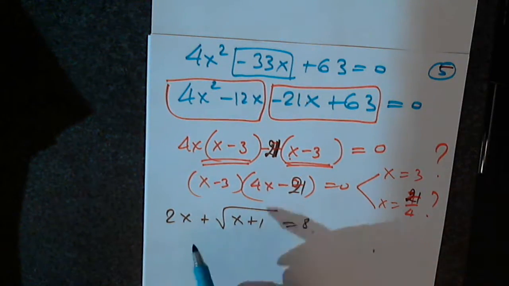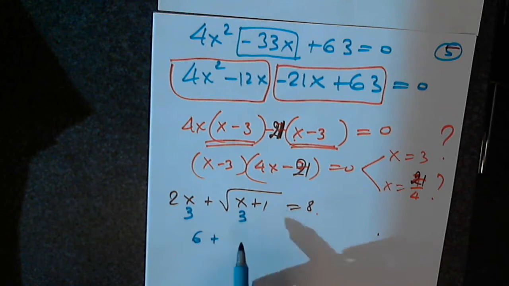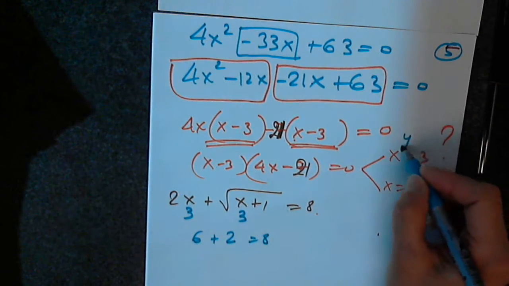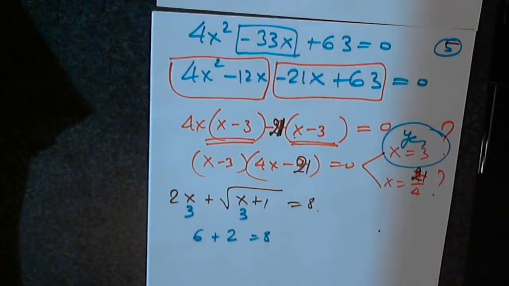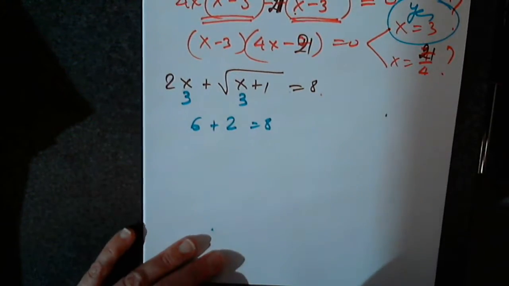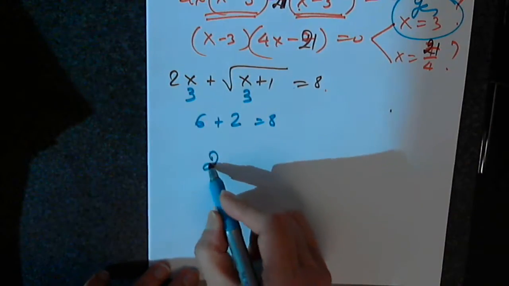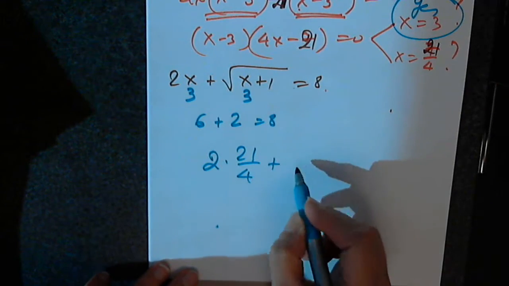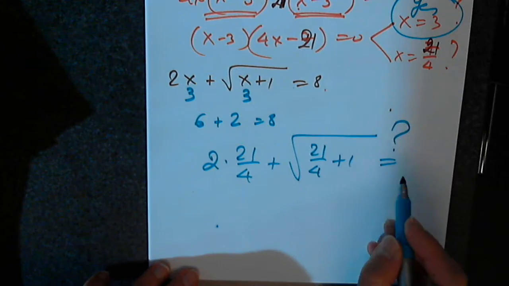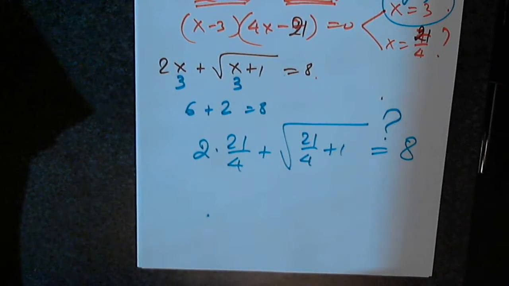So I replace x by 3. So this is 6 plus 3 plus 2 is 4. The square root of 4 is 2, equals 8. I'll say yes. Now I have to replace, oops, nobody can see. Sorry about that. Now I have to replace x by 21 over 4. So here, 2 times 21 over 4 plus the square root of 21 over 4 plus 1. The question is, I don't know if that equals 8 or not.